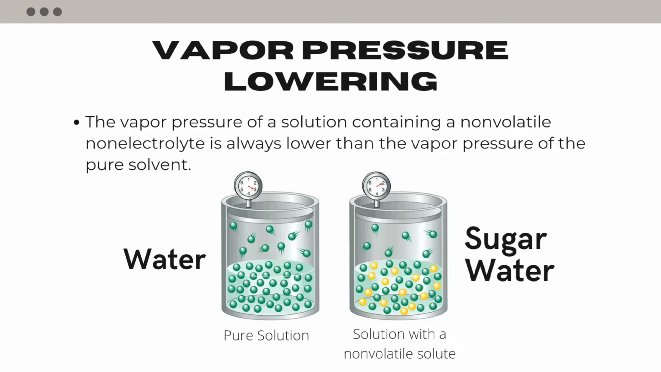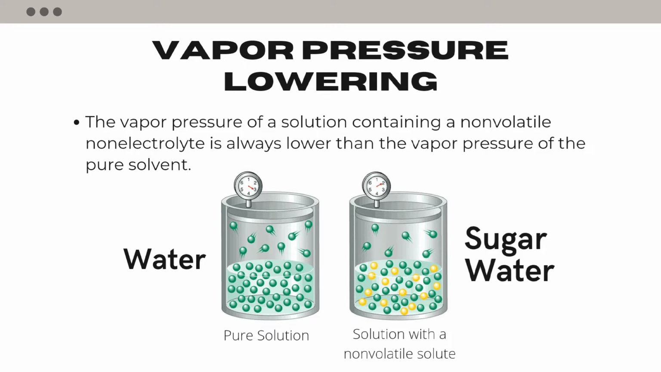Here we have a container. These two containers are at the same temperature. This one contains pure solvent and the other one contains a solution with a non-volatile solute. Let's pretend that the solvent here is water, and here we have a solution of sugar water. So sugars are non-volatile solutes.